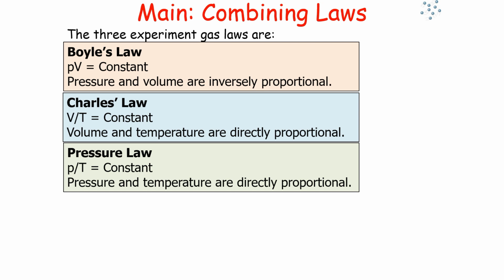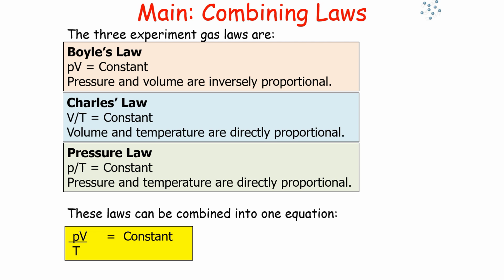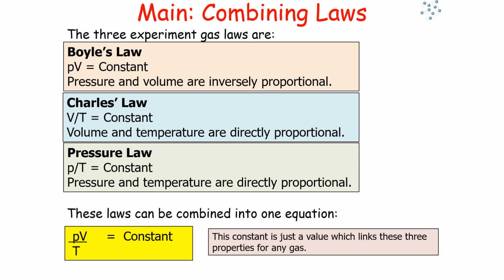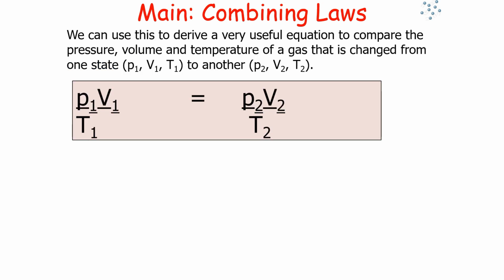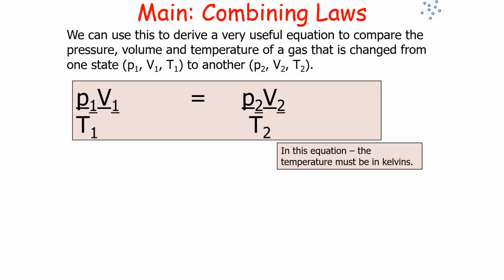Now we can take these three experimental gas laws and combine them into one equation, which is that P times V over T for a gas is equal to a constant. This constant is just a value which links these three properties for any gas. We can then use this to derive a very useful equation to compare the pressure, volume and temperature of a gas when it's changed from one state into another. So we can say P1V1 over T1 is equal to P2V2 over T2. Please remember, in this equation and for every equation we look at in this lesson, the temperature must be given in kelvins.